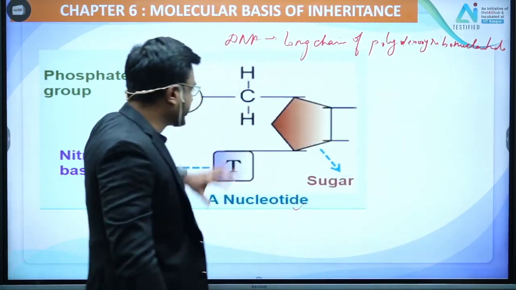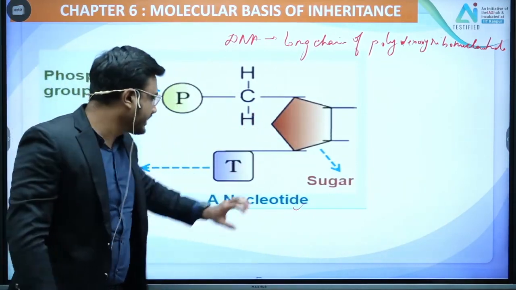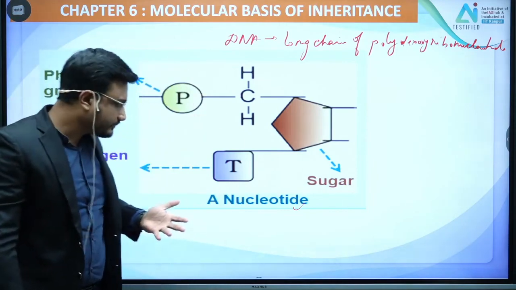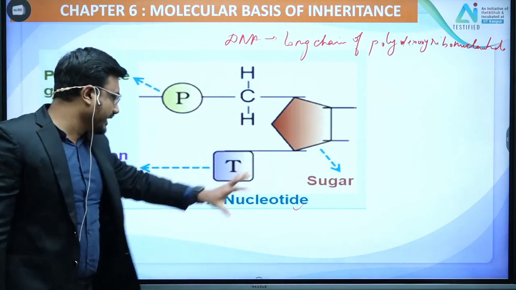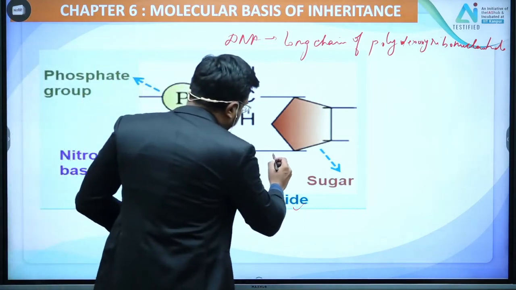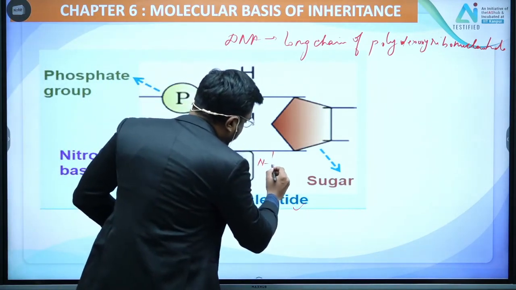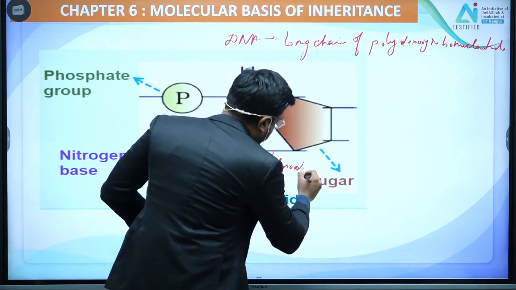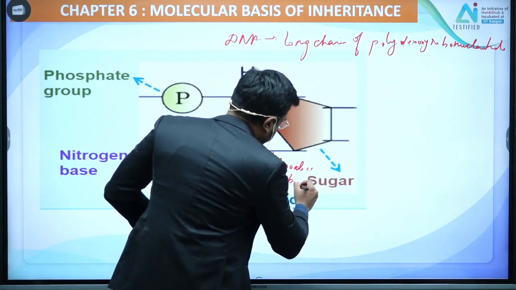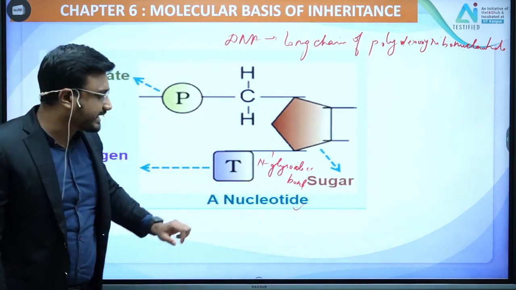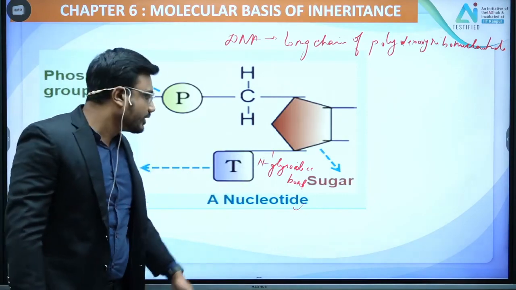So this nucleotide is made up of a sugar, a nitrogenous base and a phosphate group. The sugar is bound to the nitrogenous base with a bond. This bond is known as the N-glycosidic bond. So the sugar is connected with the nitrogenous base with the help of the N-glycosidic bond.